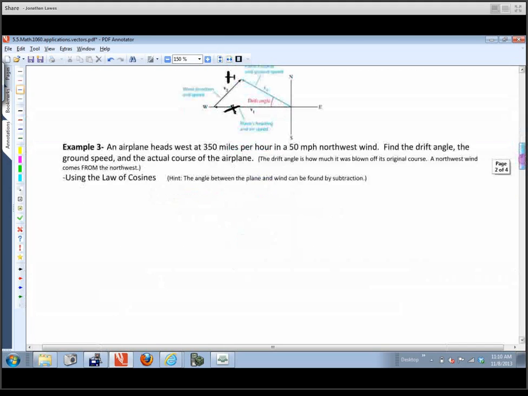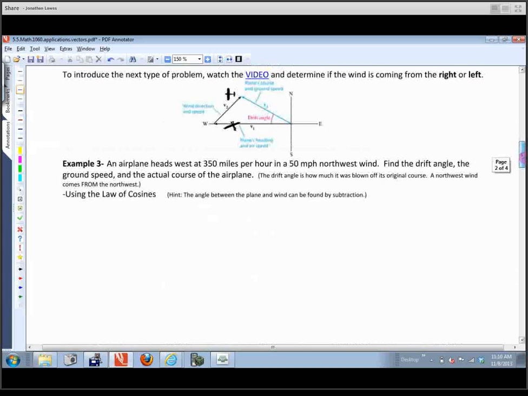So we're going to take a look at a couple different ways to solve this problem. So here's the first situation, and I'll be honest with you, although it might seem really complicated, hopefully by the time we get done it makes sense. So we're going to solve this one using the law of cosines to start off with. But here's our situation. An airplane heads west at 350 miles per hour in a 50 mile per hour northwest wind. Okay, and when they say a northwest wind, they're telling us that's the direction that it's coming from.